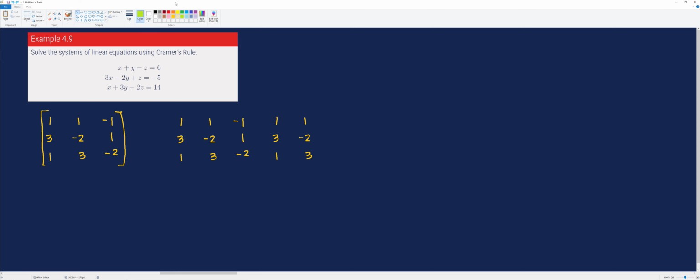That is, here, we multiply these values, and this value, and this value. So for this, 1 times negative 2 times negative 2 is positive 4. 1 times 1 times 1 is 1. Negative 1 times 3 times 3 is negative 9.